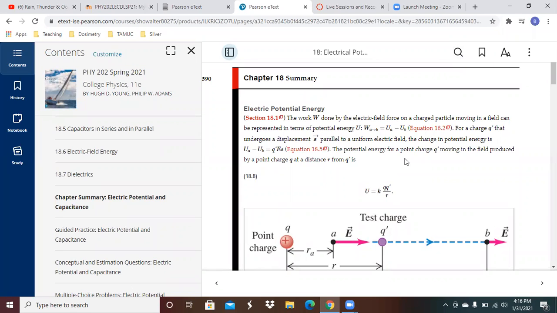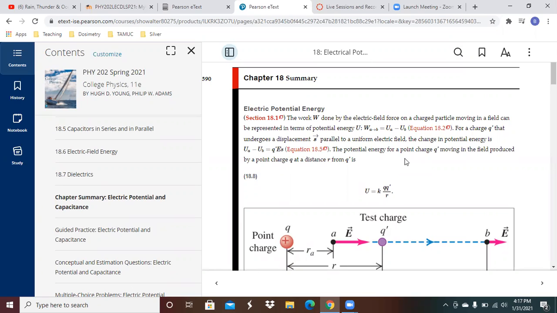This lecture is going to be over section 18.1. We're going to get into the concept of electric potential energy. Now, if you remember back from chapter 7, which you may not, so it would be good to review, those are the concepts we're going to be going over.